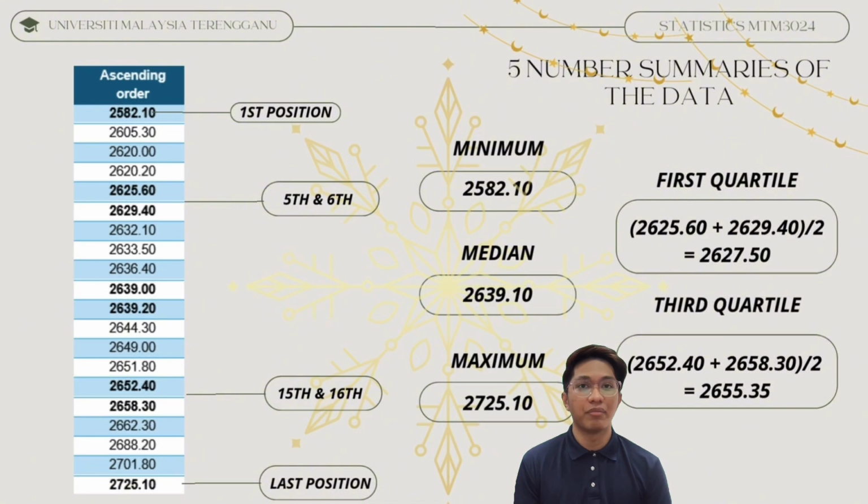The third quartile, we need to determine the median of the data above the median, which is at the 15th and 16th position. We need to plus that numbers, same with first quartile, which is 2,652.40 plus with 2,658.30 divided by 2, and we will get third quartile will be equal to 2,655.35.